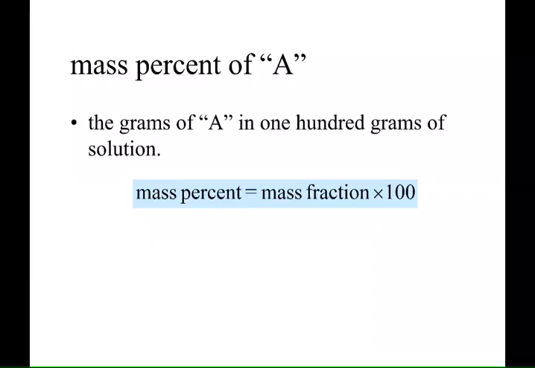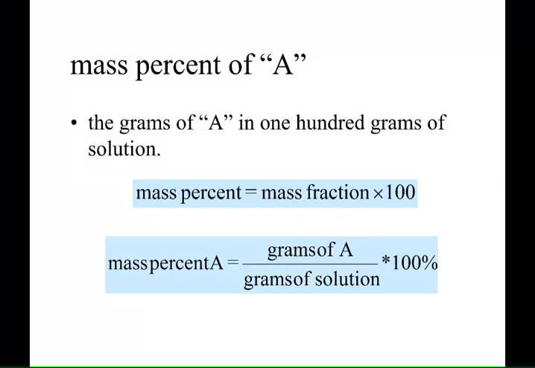Now, mass percent is related to mass fraction by multiplying it by 100. So mass percent, sometimes I'll put the word percent after this. If you already have the mass fraction and you multiply it by 100%, then you have the mass or weight percent. Mass percent, weight percent, it's the same thing. Of course, to unpack that, what that means is the mass of the component in 100 grams, or 100 parts of the mixture.